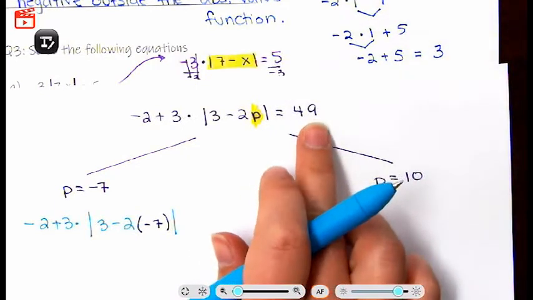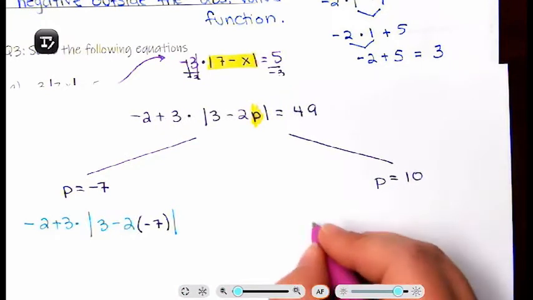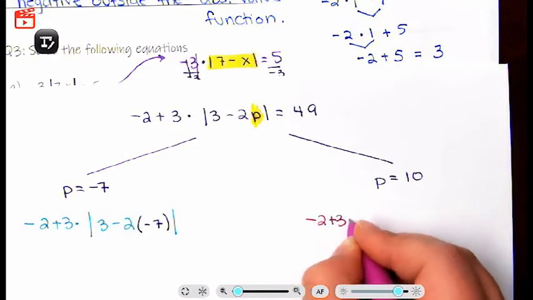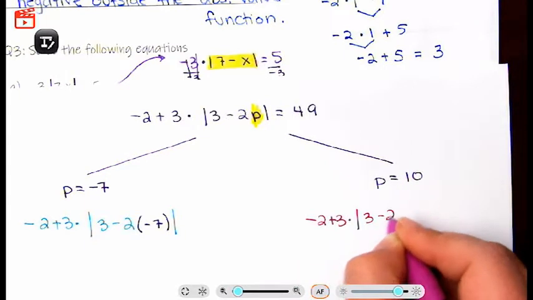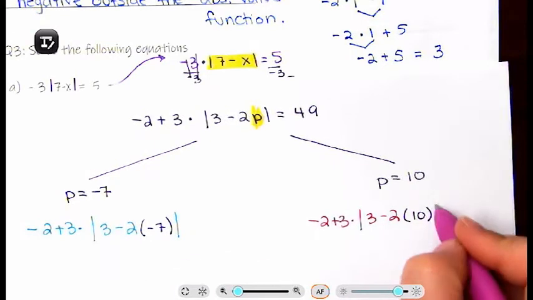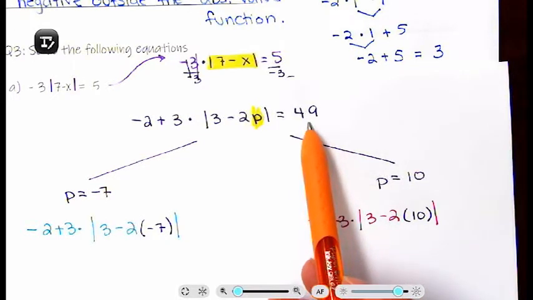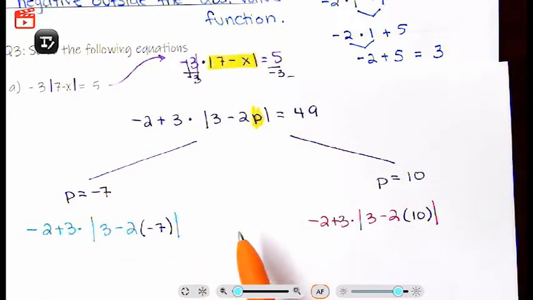And you don't have to set it equal to 49 because we don't know if it equals 49. You can just do the one side first. And let's do the other one. Negative 2 plus 3 times the absolute value of 3 minus 2, again, now instead of p, we're doing 10, and then seeing what that equals. Now here you're not solving anything, you're simplifying. You are checking if it actually is equal to 49. So you're not moving anything around on each side. You're just simply doing steps.